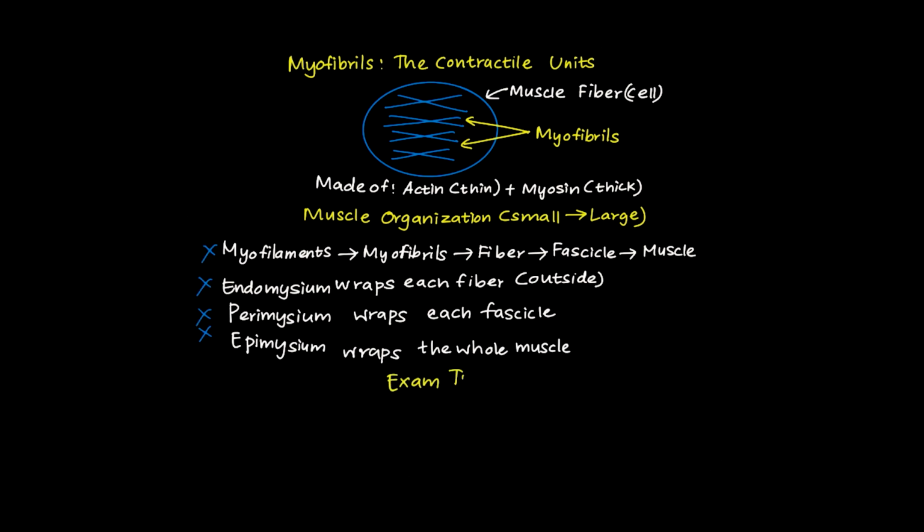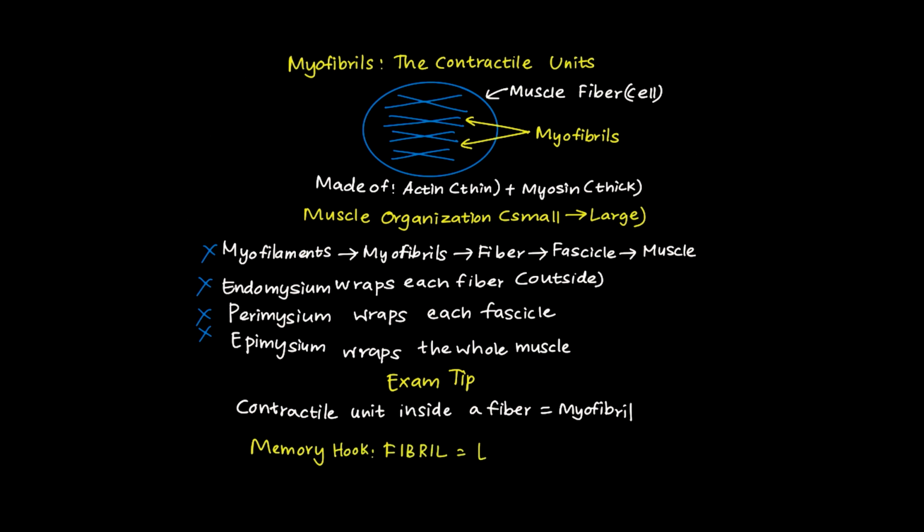Here's a WGU D312 OA exam tip for you. Remember the layers from smallest to largest. Myofilaments make up myofibrils. Myofibrils are inside fibers. Fibers form fascicles. Fascicles form the whole muscle. If a question asks about the contractile unit inside a fiber, that's the myofibril. Quick hook: myofibril equals the fiber's internal machinery.